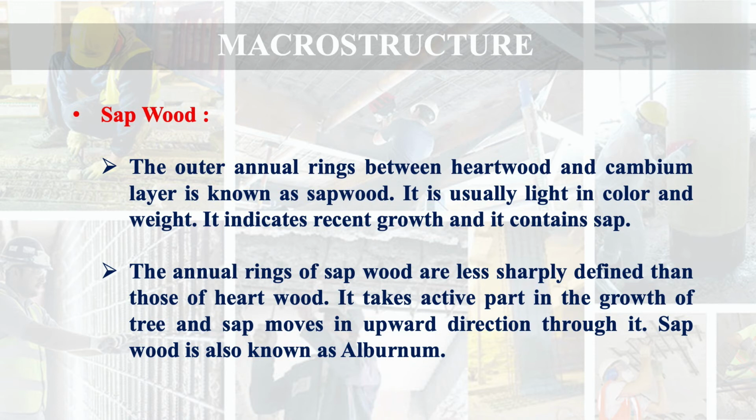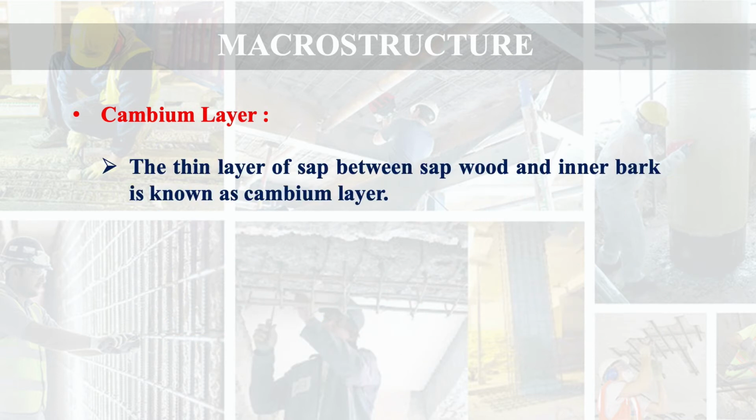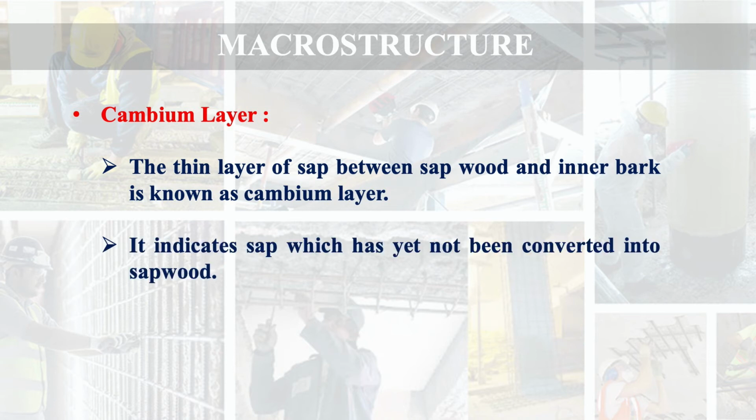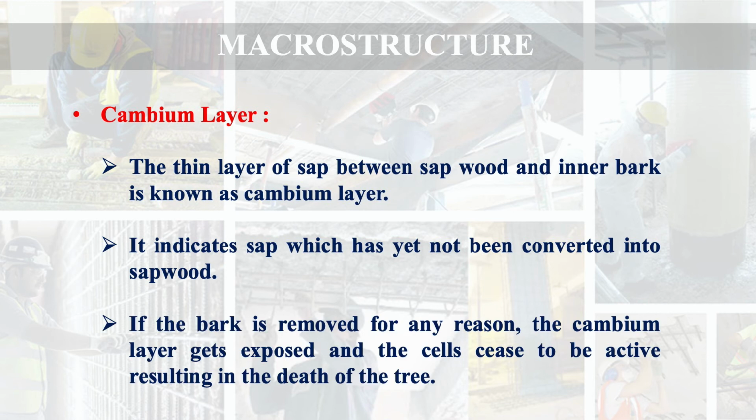The next layer is the cambium layer. The thin layer of sap between sapwood and inner bark is known as cambium layer. It indicates sap which has not yet been converted into sapwood. If the bark is removed for any reason, the cambium layer gets exposed and the cells cease to be active, resulting in death of the tree. So that is very important for a living tree.